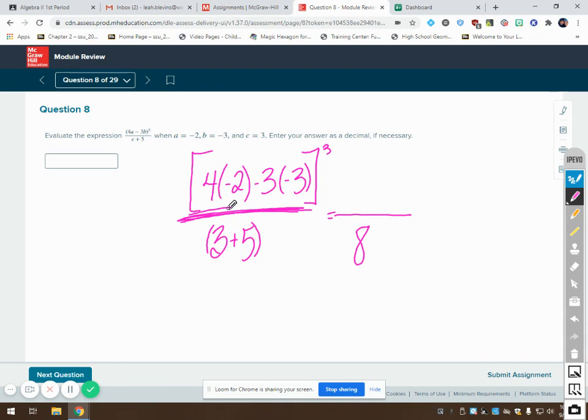So let's jump into our parentheses. We've got negative 8 minus a negative 9. So negative 8 plus 9 is a positive 1. Then I've got to cube that. Well, 1 cubed is just 1. 1 over 8 is equal to 0.125. So that is my correct answer.